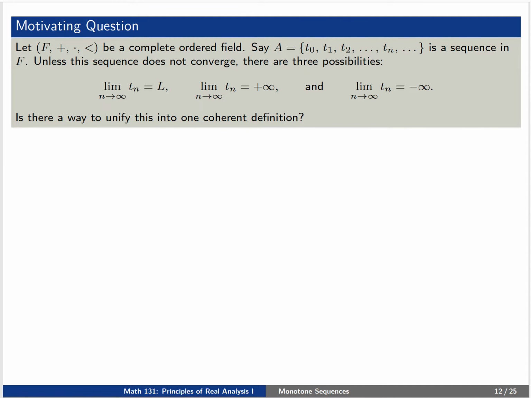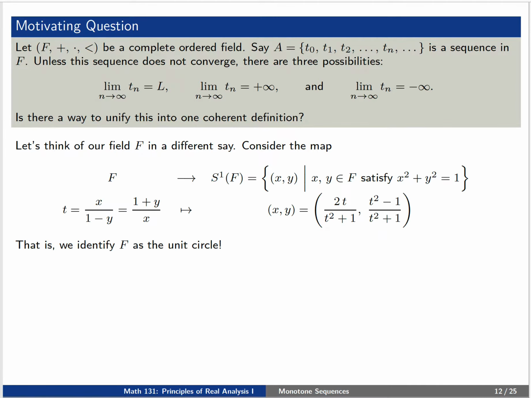As a motivating question, say that we have a sequence of numbers in F. Remember that we really have three possibilities. Either our sequence tends to a number L, our sequence increases without bound, or our sequence decreases without bound. Is there a way to unify all of this into one coherent definition just to say that our sequence converges?